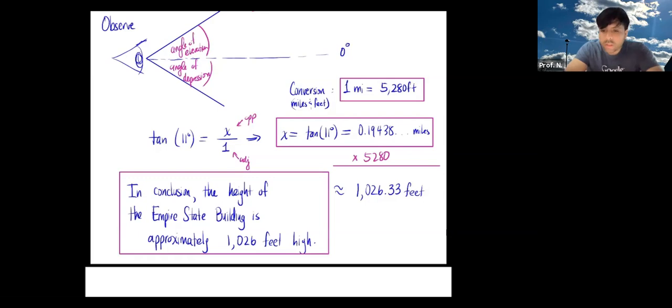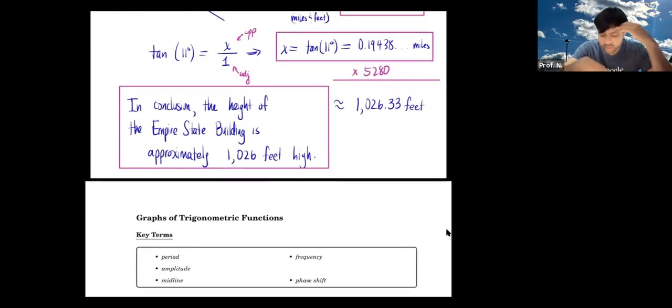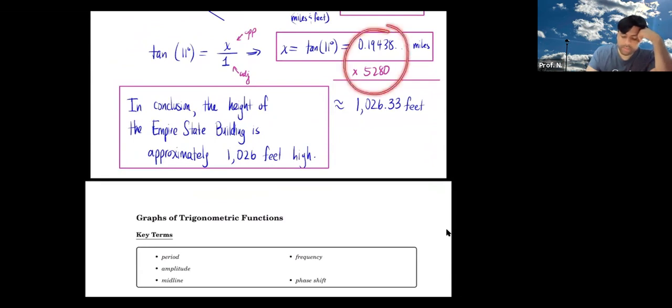If you actually multiply 0.19438 with 5,280, I got 1,026.3264. That's why I rounded. But again, this is just an approximation.